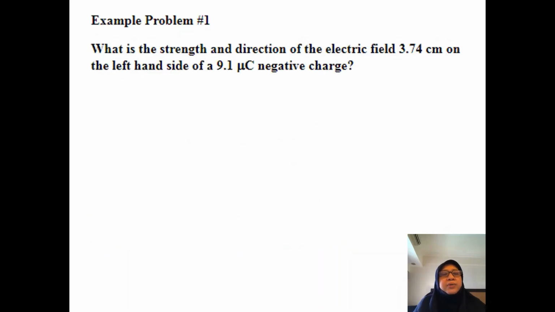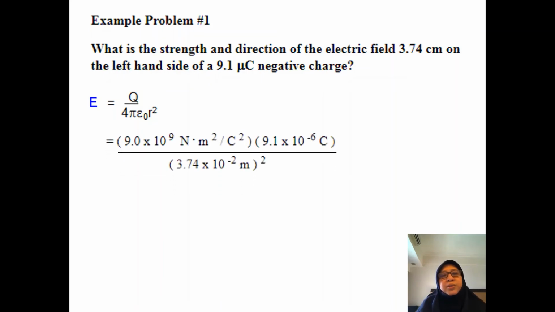Okay, now we go to the next example. What is the strength and direction of the electric field 3.74 centimeter on the left hand side of a 9.1 microcoulomb negative charge? So from E equals Q per 4 pi epsilon naught R squared.